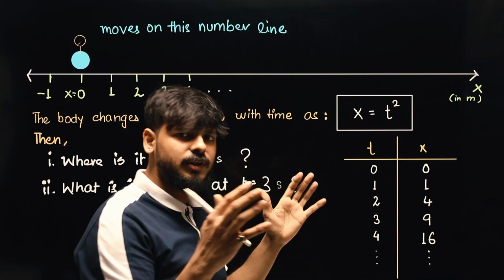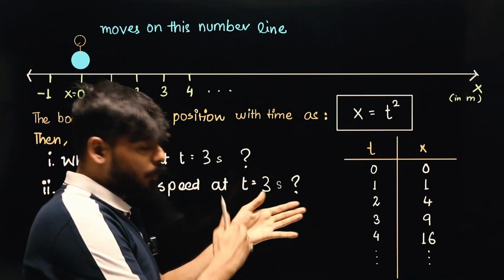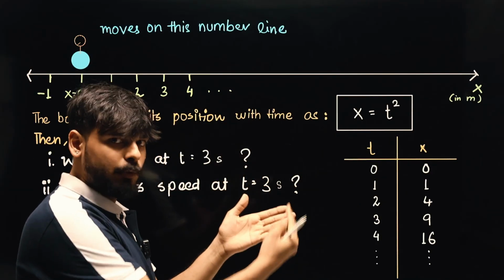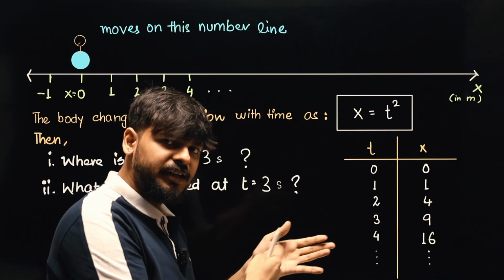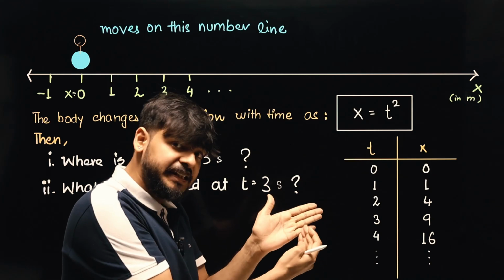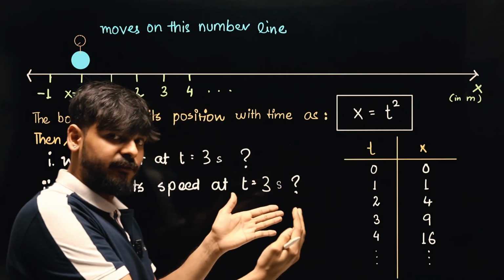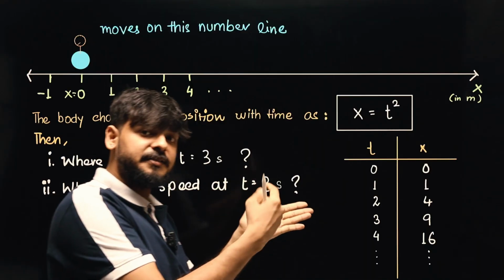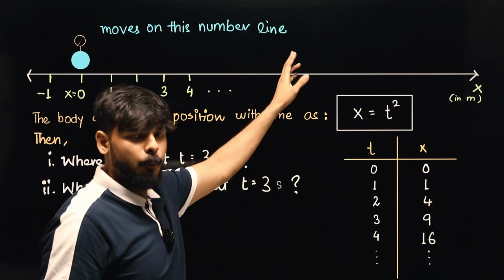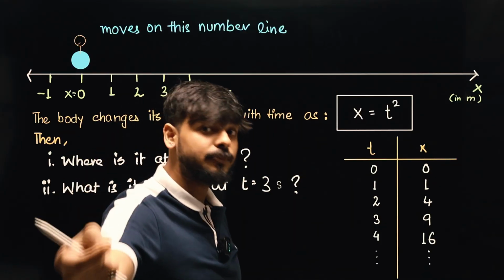Let's say you observe the body from t equal to 3 to t equal to 4. So basically you are observing it for 1 second. How much distance does the body cover in this duration? Well, it will go from x is equal to 9 to x is equal to 16. So in this 1 second of observation, we'll find that the body covers a distance of 7 meters. So now could we say that at t equal to 3, the body was moving at 7 meters per second?